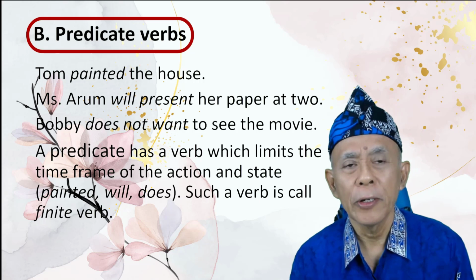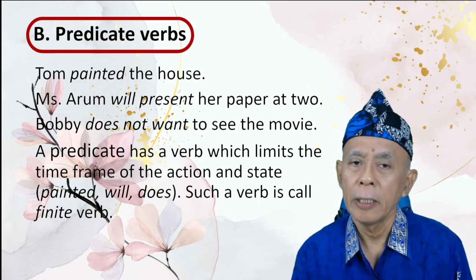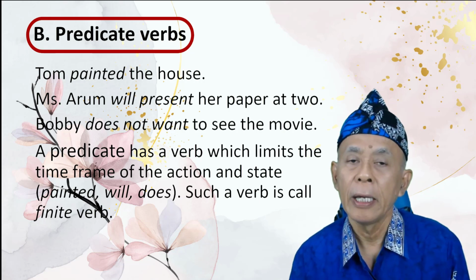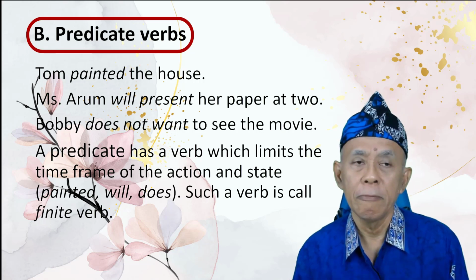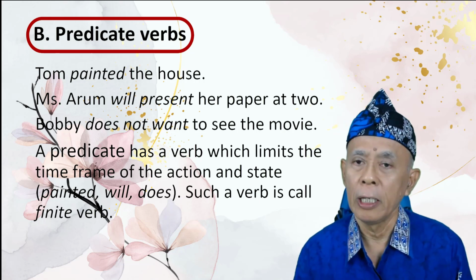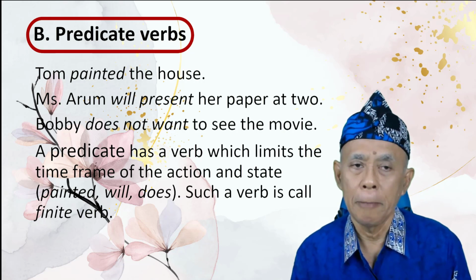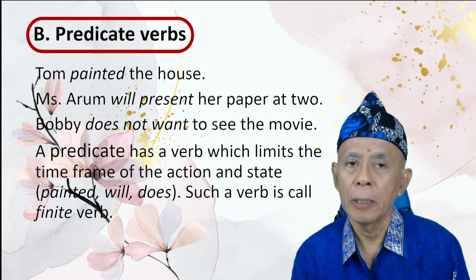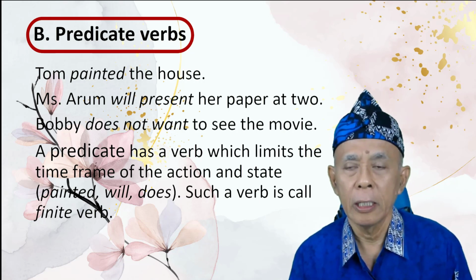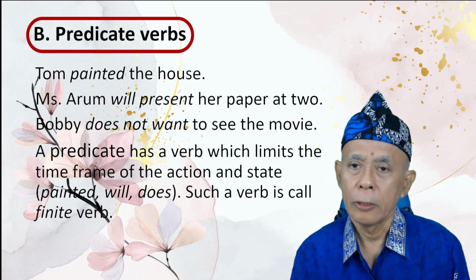And in the third example, Bobby doesn't want to see the movie. Does here shows the time frame, namely it's in the present. The state of not wanting to see the movie is in the present. Such a verb is called finite verb. Finite means limit. So here the verbs painted, will, and does limit the time frame. Painted limits the time frame, it belongs in the past. Will here is present. It limits the time frame into present, and also does here. So we have a finite verb.